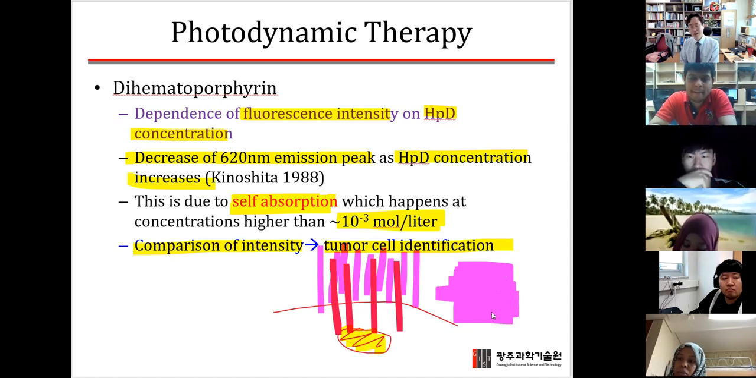Sorry, the pencil, actually I don't know, it doesn't work. I'm using the mouse, so it doesn't really show better.